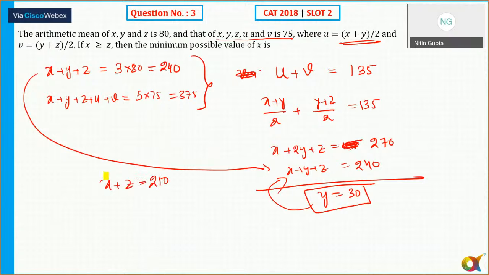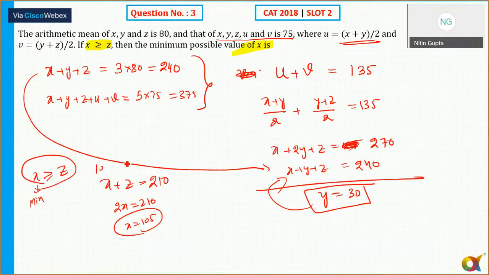And it also says that x is greater than or equal to z. Then what is the minimum value of x? Now, if x is greater than or equal to z, for x to be minimum, x and z must be equal. So if x is equal to z, I'll say 2x is equal to 210 and x is equal to 105. So there will be a case x is 105, z is also 105. After that, if I take x as 106, z is 104. So the minimum possible value of x is 105 when both are equal.